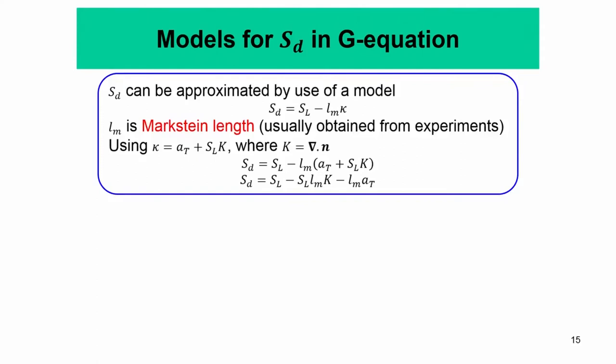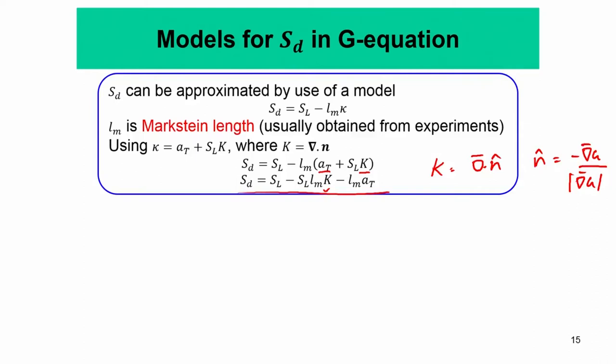But one needs to find an appropriate model for S_d also, that is the local displacement flame speed. How will you find that? Because that is an input into the G equation. It can be given as a function of the local stretch rate, the local tangential strain rate, which is A_T, and the local curvature. This is an expression that we can use. The curvature can be obtained from the geometry of the surface. Once again, this curvature is the divergence of the normal vector, which we have given as minus grad G divided by mod of grad G. And A_T comes from projecting the local strain rate into the tangential direction, which you can also find out from the local geometry of the flame surface, given by the field G.